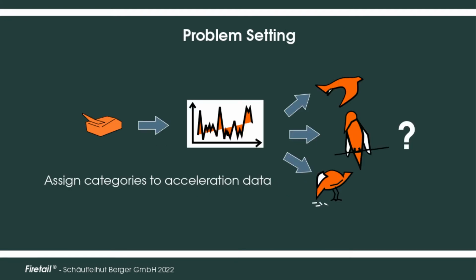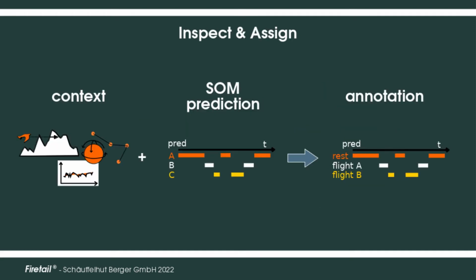So the problem setting is still the same that you are used to. You get the tags on your birds and animals. You get acceleration data and you want to make sense of it in terms of behavior. What is the behavior that is assigned to each pattern that we observe in the acceleration data? And you want to integrate the complete context of your data. You want to integrate all the sensors, all the measurements that you got.